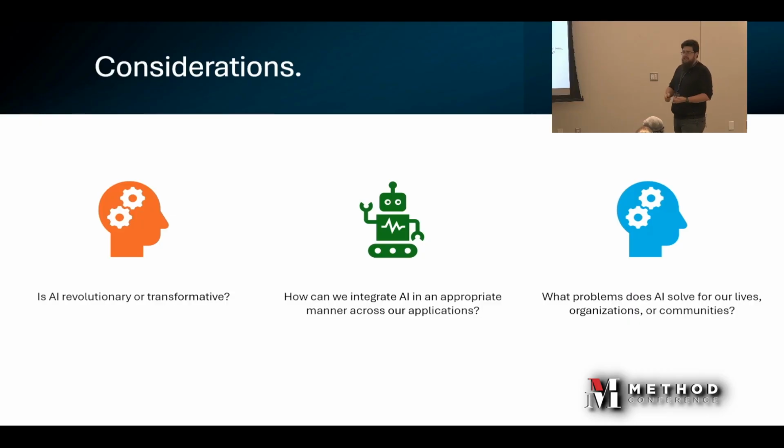Because there's a lot of people who just say AI, AI, AI, but they don't really know what they want it for. They're trying to use AI to solve a problem that they haven't identified yet, right? But as developers, we know that we need to identify the problem first in order to solve it. And then finally, this is sort of a philosophical question that I encourage all of you to continue thinking about, because this is informed conversations about whether or not we want to implement it at all, right? What problems does it solve for our lives, our organizations, or our communities?